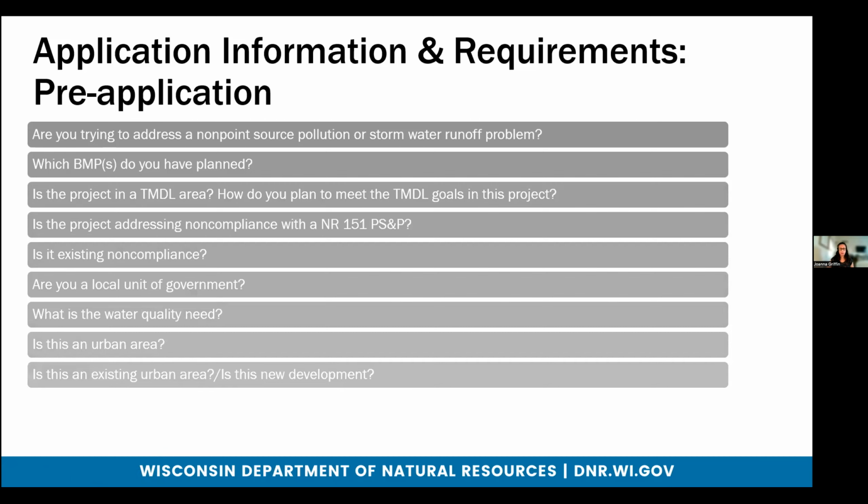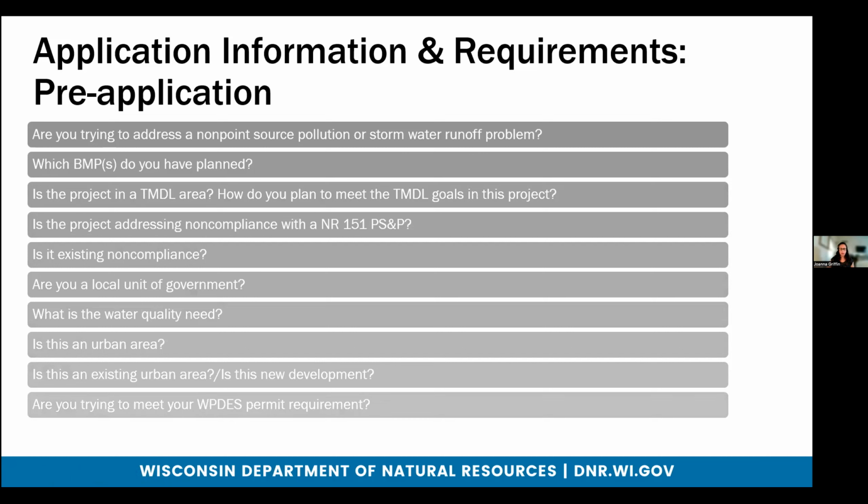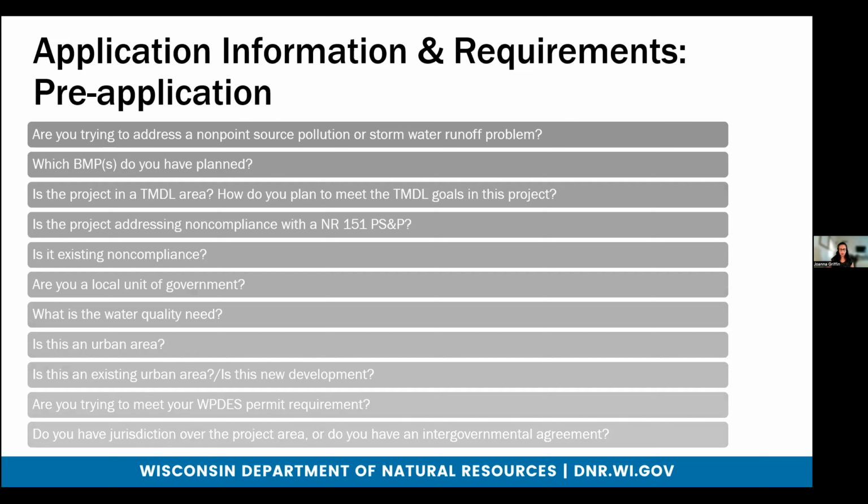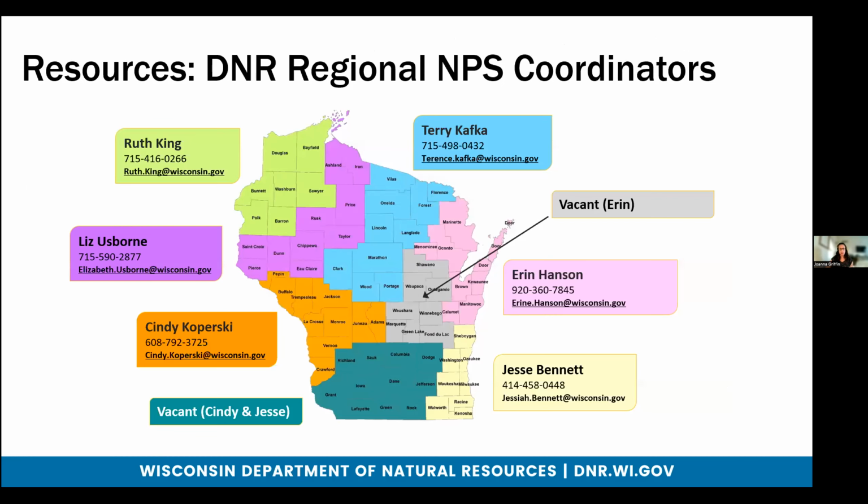Is it an urban area? Is it existing urban or new development? Are you trying to meet your WPDES permit requirement? And do you have jurisdiction over the project area, or do you have an intergovernmental agreement? So the answers to these questions will help you and your coordinator figure out if you're applying for the appropriate grant and if your project is eligible. Here again is a map with the contacts.